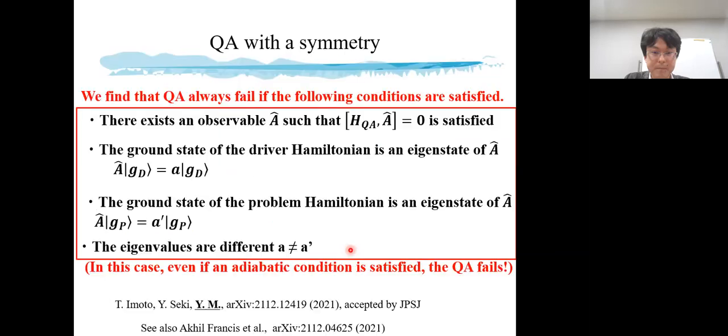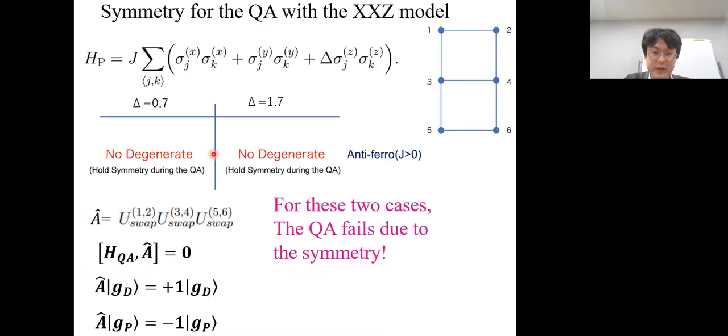Let me check whether these conditions are satisfied for these two cases or not. Again, this is the problem Hamiltonian, and I checked that the total Hamiltonian actually commutes with this observable. This U swap is a swapping gate between the first qubit and second qubit, this U swap 3-4 is a swapping gate between 3 and 4, and this is a swapping gate between 5 and 6.